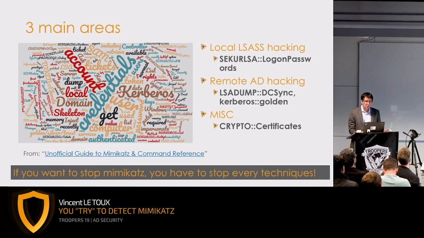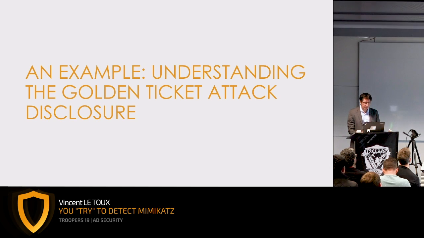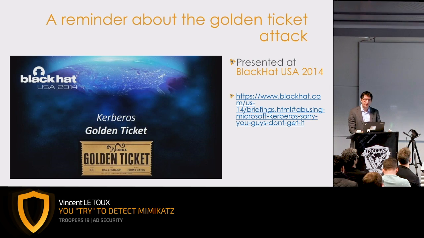So if you want to stop Mimikatz, you have to stop every technique, because if you let one technique go, you miss it. So during my research, I looked at the Golden Ticket history, and I wanted to understand why so many vendors missed it. If you don't know the Golden Ticket, the idea is to collect a secret in the Active Directory, which is the hash of the KRBTGT password. With this secret, you build a credential, and you can impersonate everyone in the domain. So you don't need the hash or the password of the user. You can be like it.